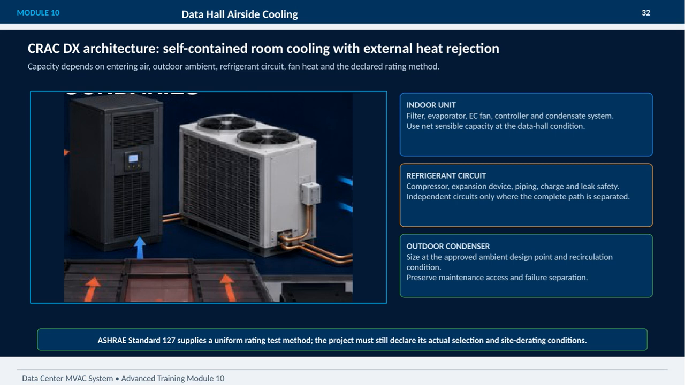Moving to the refrigerant circuit, it consists of the compressor, expansion device, piping, refrigerant charge, and leak safety mechanisms. Note that circuits should be independent only when the complete refrigerant path is fully separated. The outdoor condenser is sized based on the approved ambient design point and must consider recirculation conditions. It's also critical to maintain proper access for maintenance and ensure failure separation for reliability. Finally, ASHRAE Standard 127 provides a uniform rating test method for these systems, but every project must still declare the specific selection and site derating conditions to reflect actual operating environments.